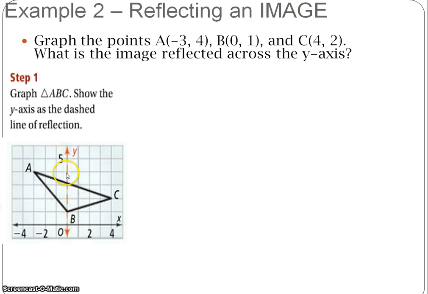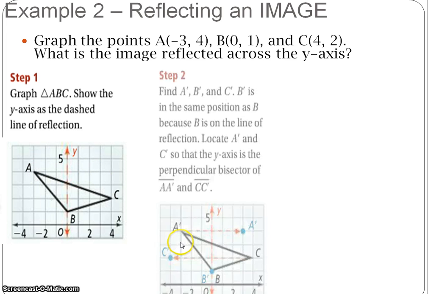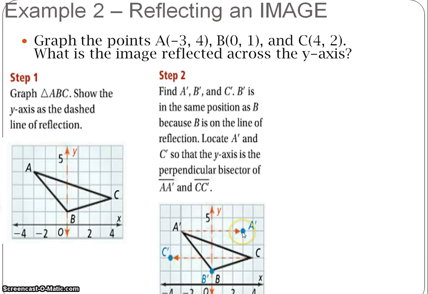So what we're going to do is determine what our other points are going to be. It's a matter of counting how far away they are. Such as this one is 3 units away. In order to reflect it, it has to go 3 units in the opposite direction. Same thing with C and B. So this would be your location for A prime.